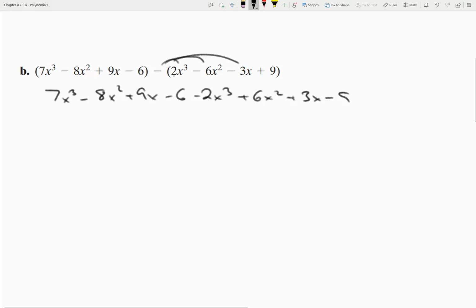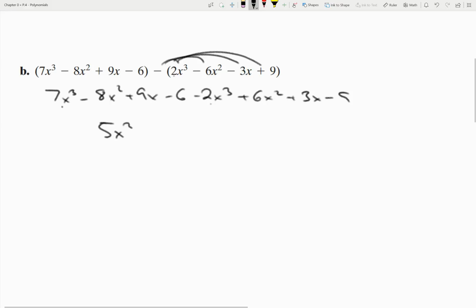I distribute the negative to all these things and drop the parentheses. Drop the parentheses, change the sign of each term. Okay? Keeps you from making a mistake. And now you combine the like terms. So when we do that, we get the 7 minus 2.